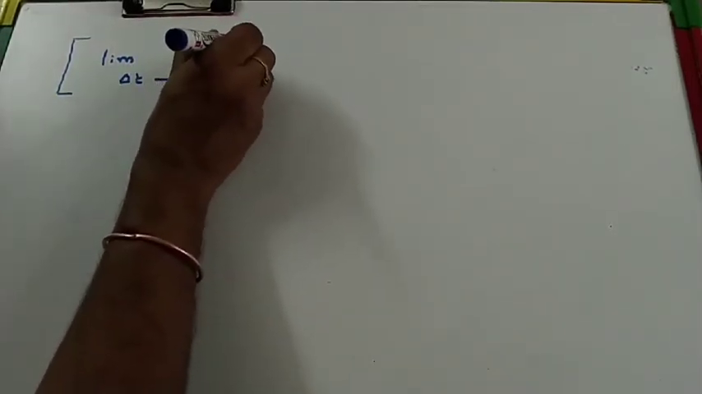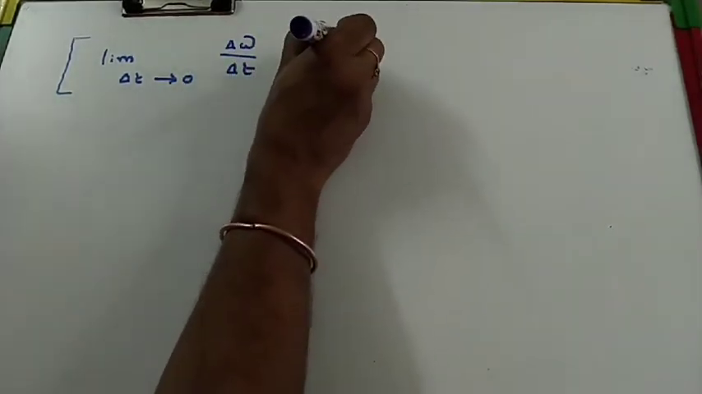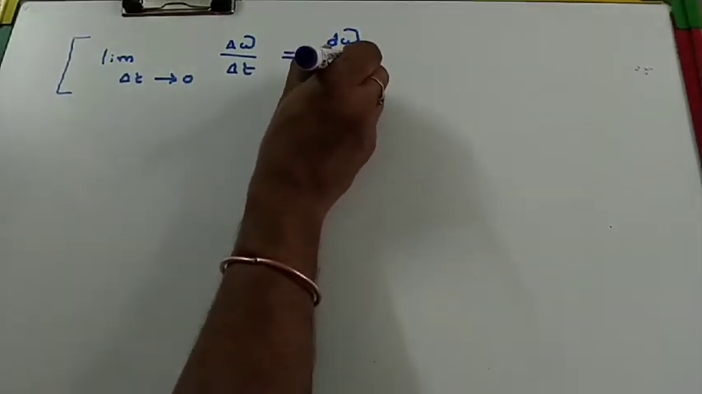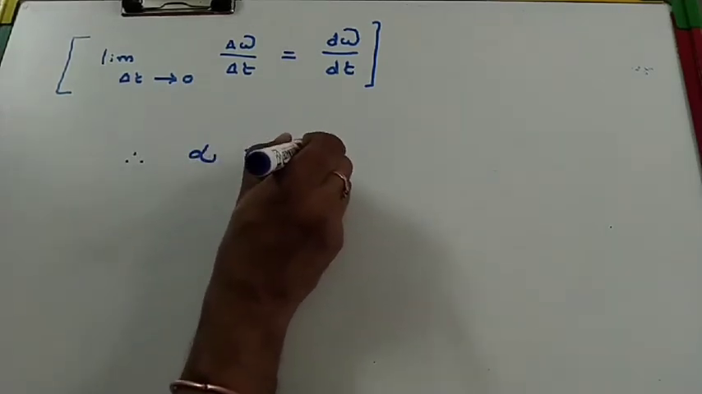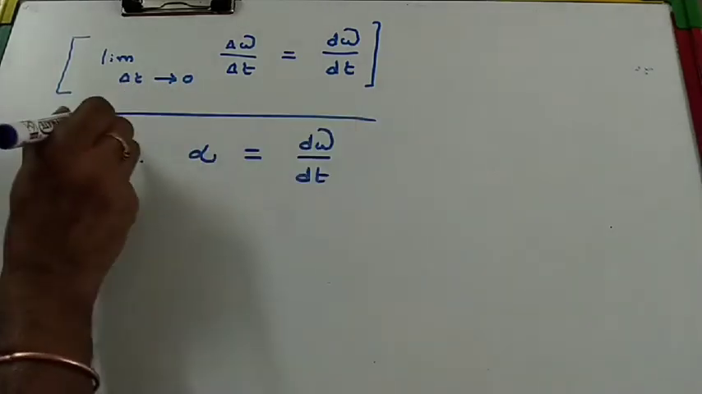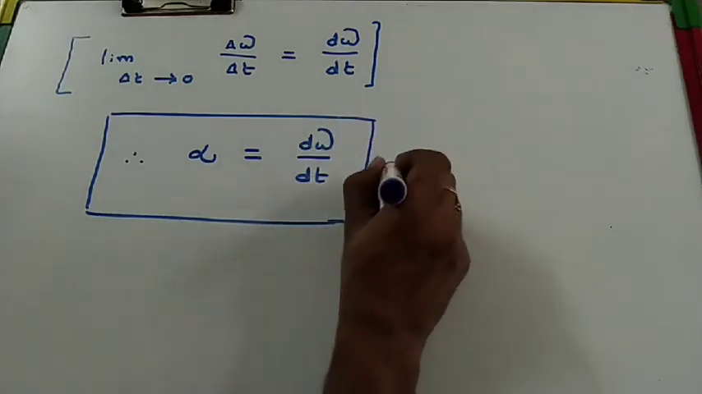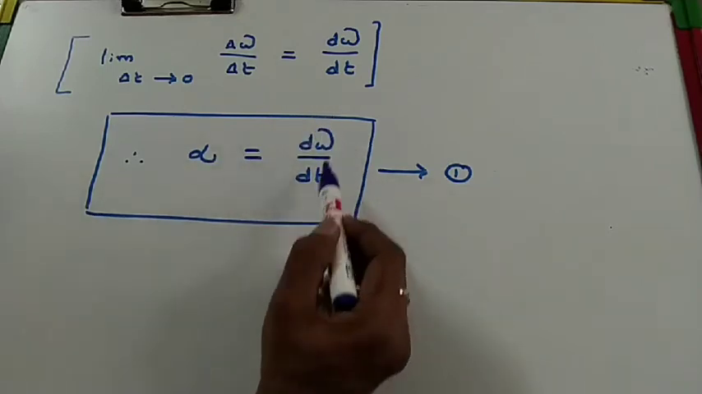Since limit delta t tends to 0, delta omega by delta t is equal to d omega by dt. Therefore, alpha is equal to d omega by dt. Consider this as equation number 1. So, angular acceleration is equal to change of angular velocity by time.